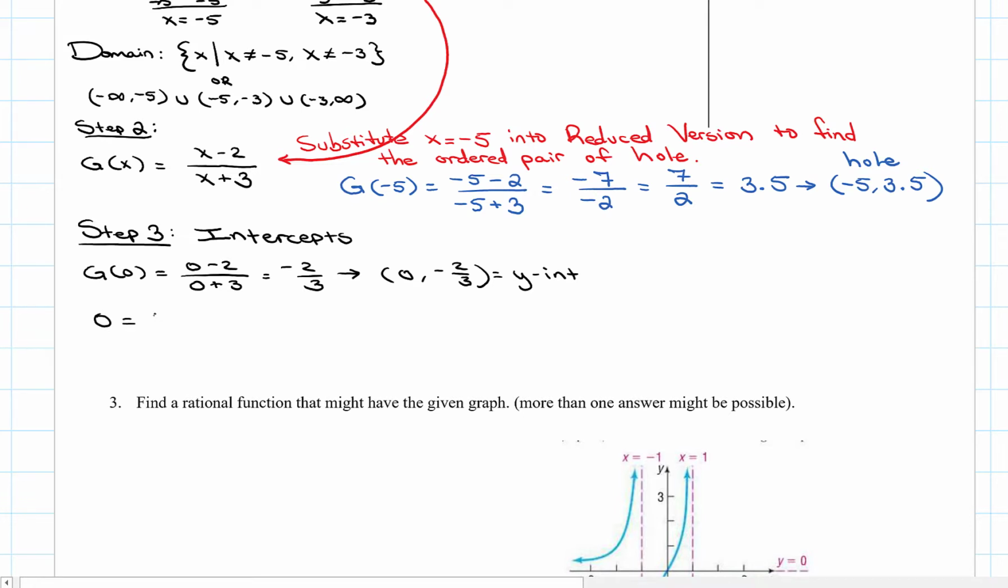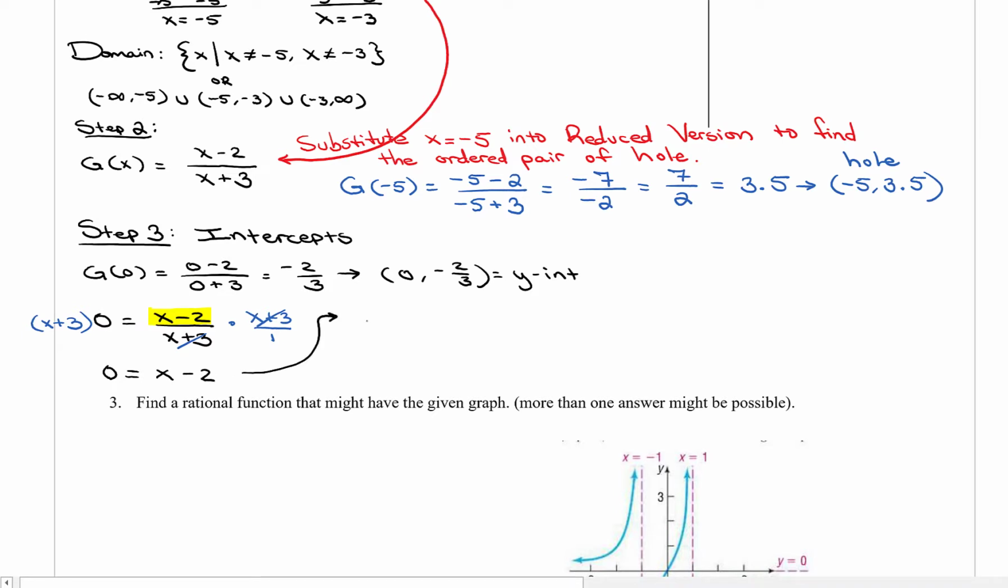Substitute 0 for the y and solve for x. 0 is equal to (x minus 2) over (x plus 3). I'm going to multiply both sides by x plus 3, and then that's just going to give me 0 is equal to x minus 2. If I solve that, I'm going to end up with x equals positive 2. That means we have an x-intercept at (2, 0). Yay, we found our intercepts.